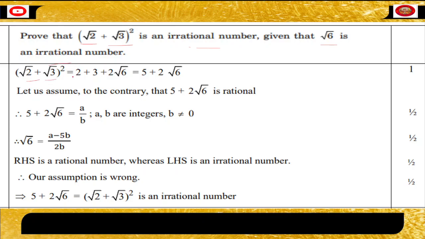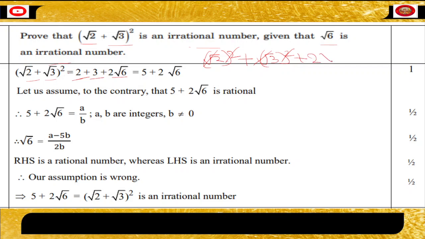Root 3 plus root 2 whole square, that means this is in the form of a plus b whole square. A plus b whole square formula is a square plus b square plus 2ab. Here a square means root 2 whole square. Root 2 whole square means the square and square root are cancelled, here 2. Next plus b square. B square is root 3 whole square. The square and root are cancelled. Here it is 3.